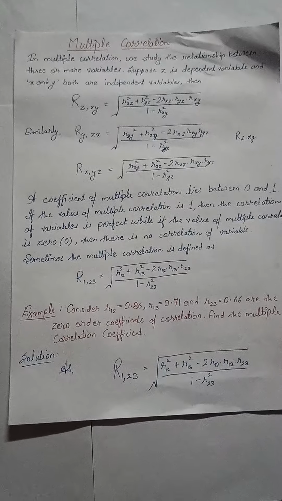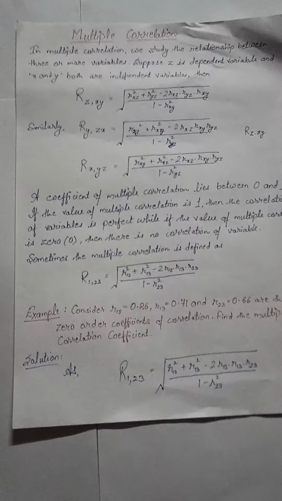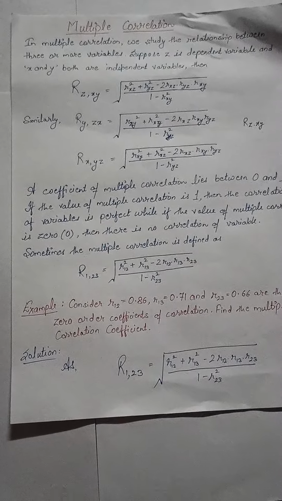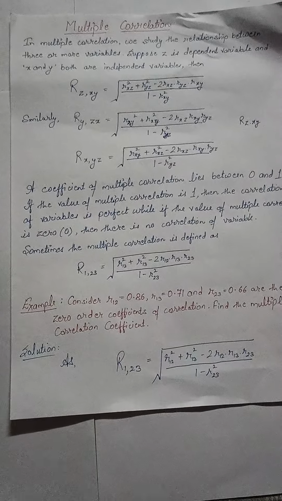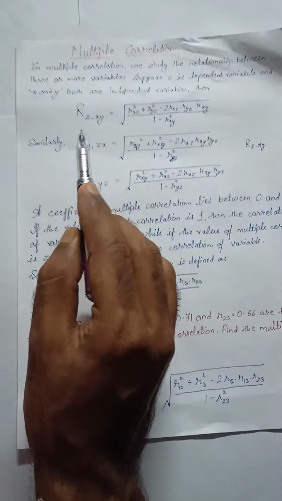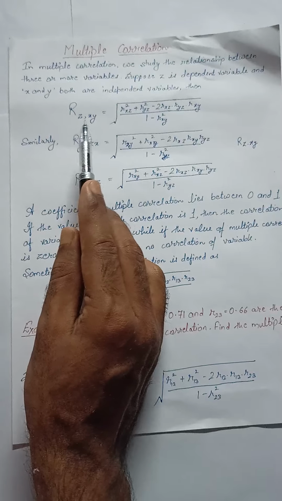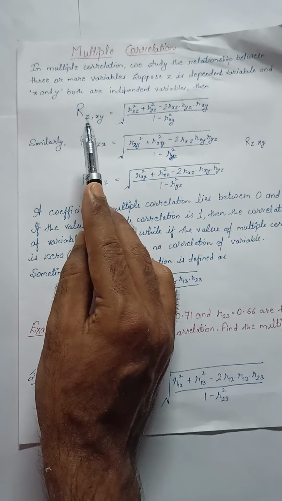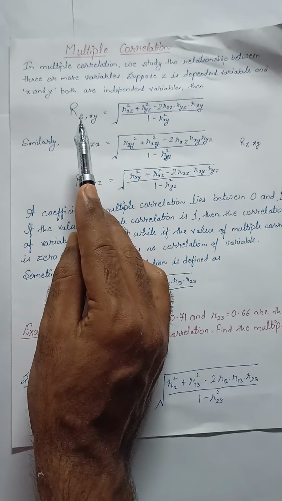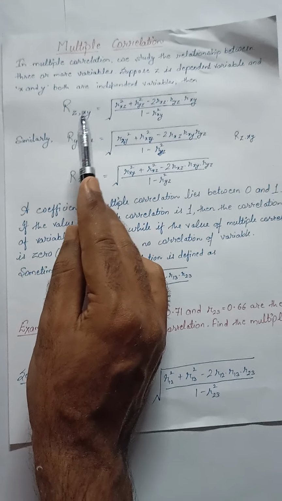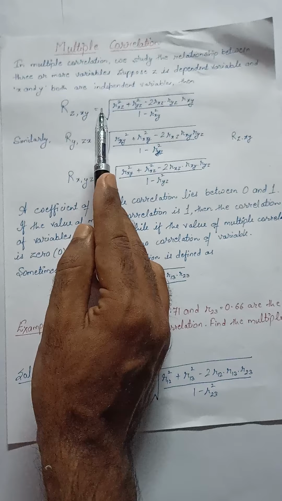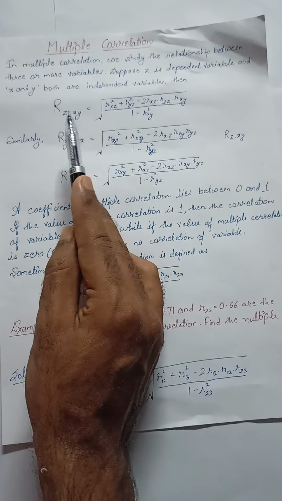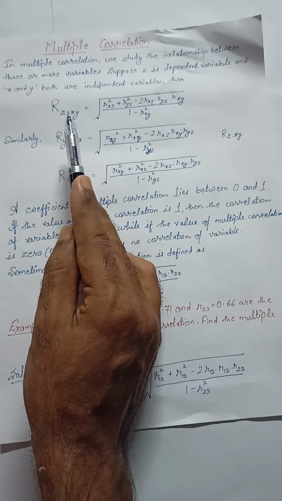See here, three zero-order coefficients of correlation are there. Those are rxy, ryz, and rzx. As we can see that z is a dependent variable and x and y are independent variables, we will express the relationship of z with x and z with y also. So rzx or rxz is the same, and similarly rzy.